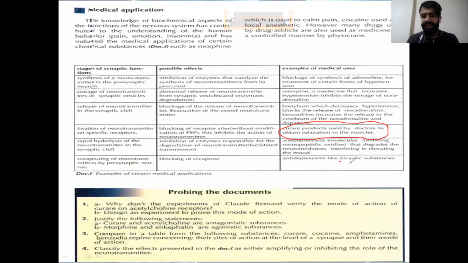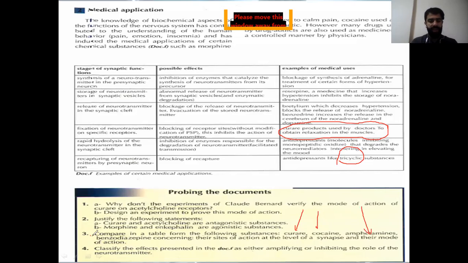Antidepressants like the tricyclic substances. Sure, you don't have to study them, but here there are some examples and you are going to summarize them in part 3. So here, part 3 and 4. They said compare in a table form the following substances: Curer, cocaine, amphetamine, and benzodiazepine, concerning their site of action at the level of the synapse and their mode of action. This part is very important and you have to know it very well.